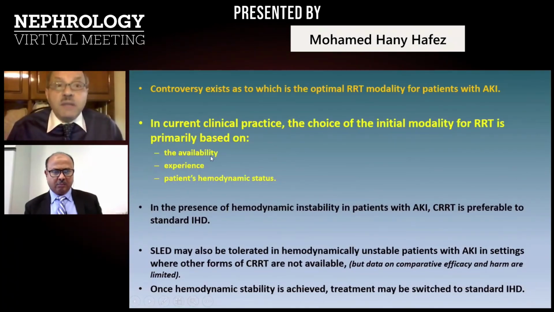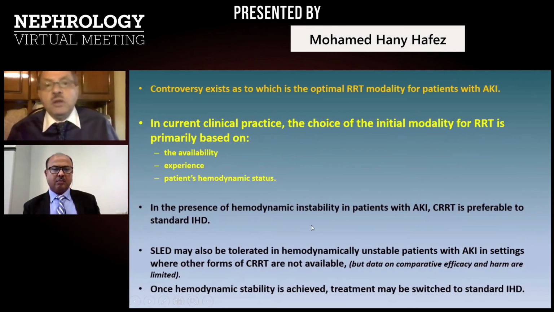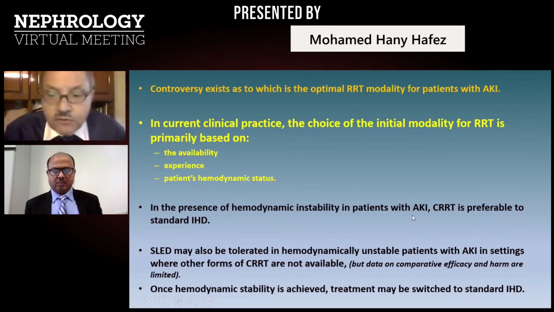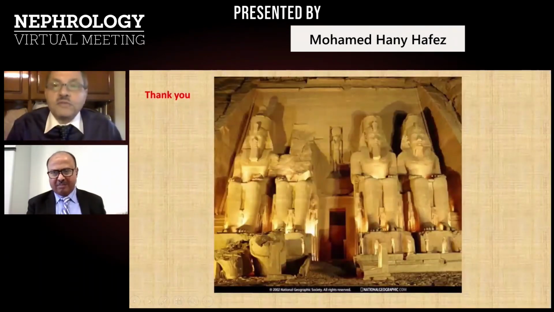So the availability, the experience, and the patient's hemodynamic status will dictate to us which type to use. Maybe for some patients with brain edema or for other concerns, you will go for CRRT as better. Thank you very much. I finished, and I hope that you all stay safe in this COVID era.